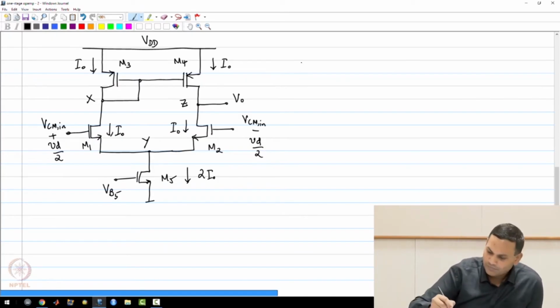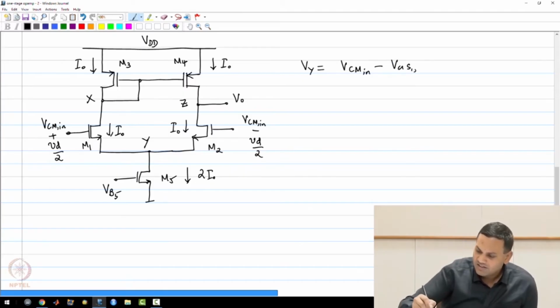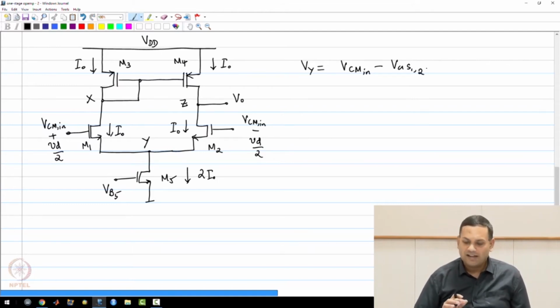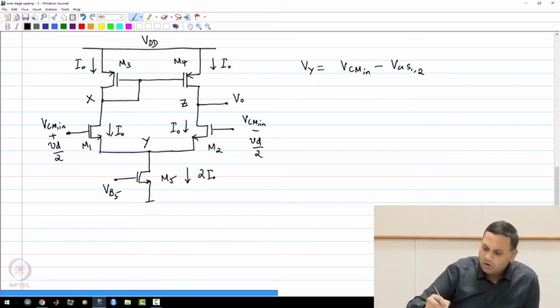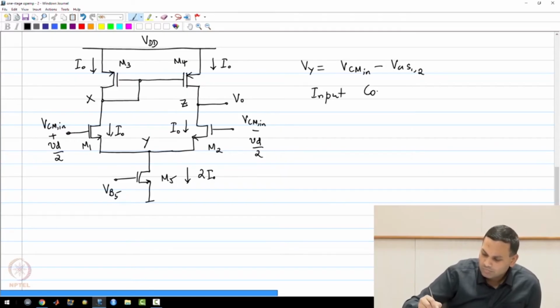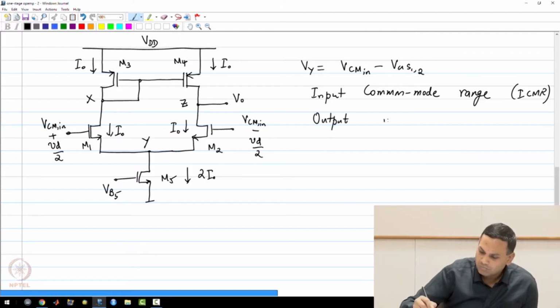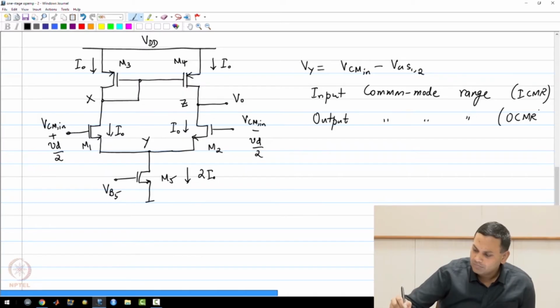Of course, in this scenario, Vy is equal to VCM in minus VGS12. And clearly you can see that what I have called VCM in is the same as the DC voltage VB that I had drawn on the previous page. Now I need to find out a quantity called the input common mode range, which I'm going to abbreviate by ICMR, and the output common mode range, which I'm going to call OCMR just for brevity.